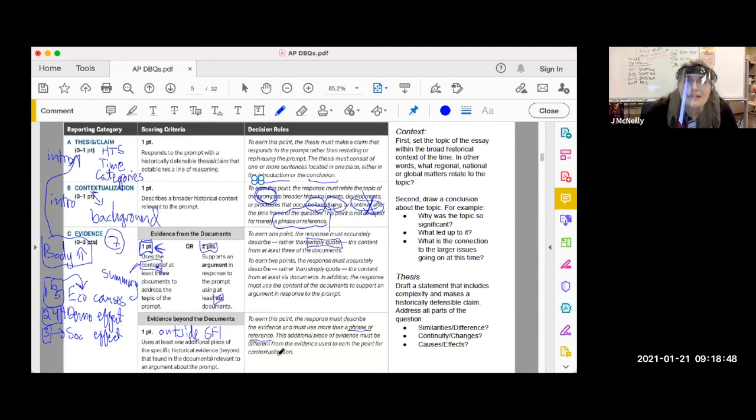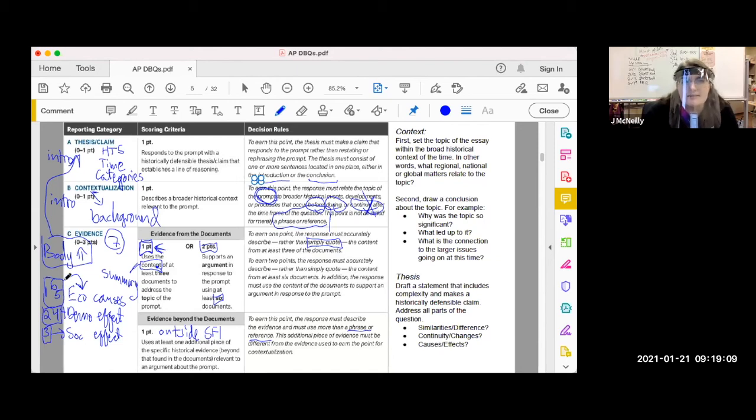And it also can't be the same outside info that you used in your context. So if your context, you're talking about the Renaissance and the Reconquista and Christopher Columbus, well, you can't use that again in your body paragraphs for this additional point. They have to be separate, just like in the LEQ. The context evidence is different from the body paragraph evidence.